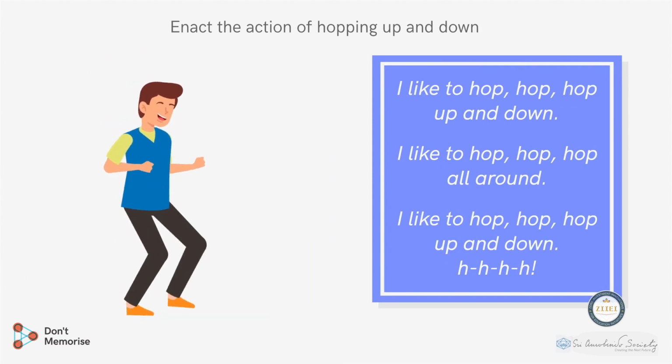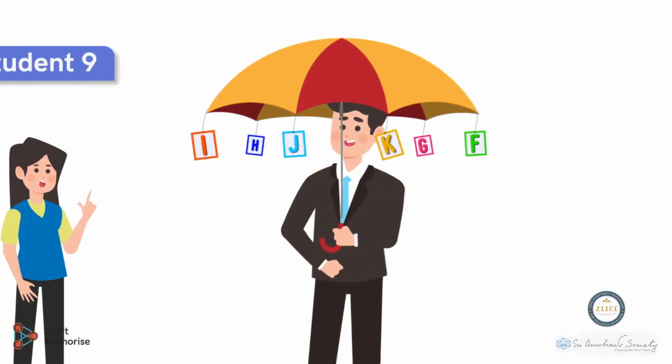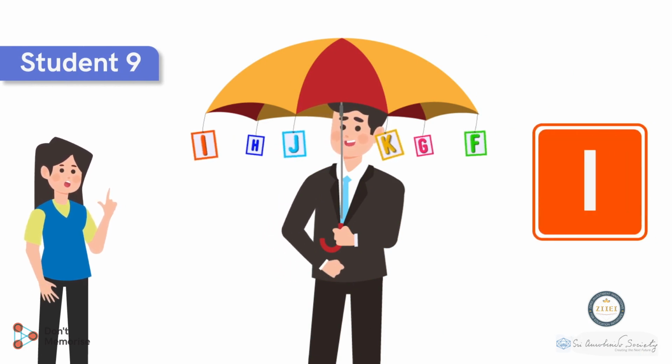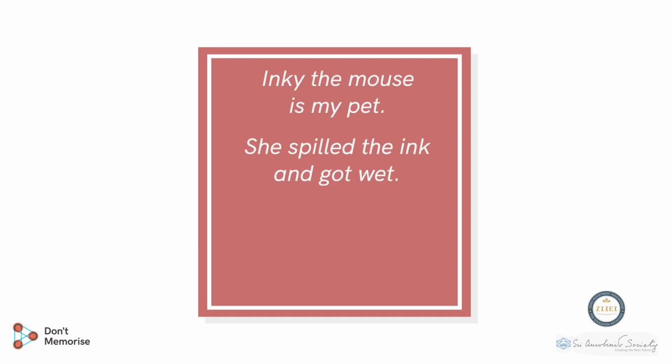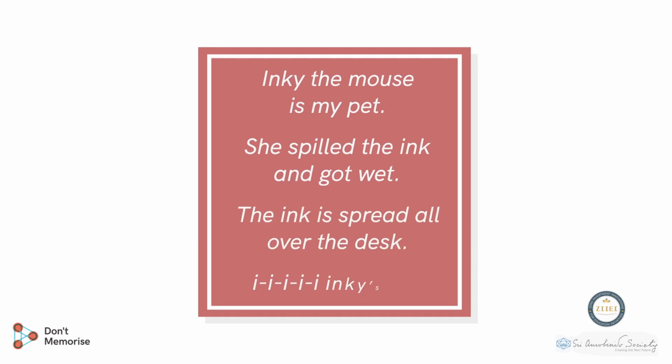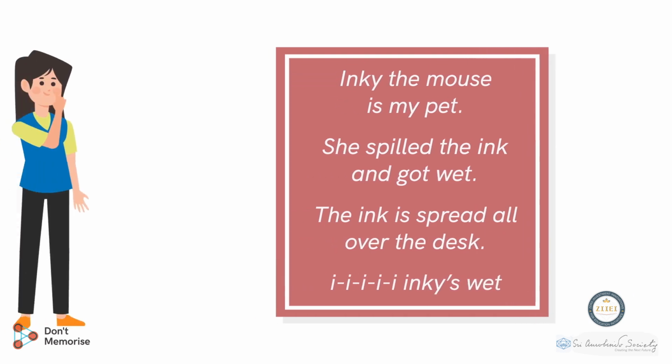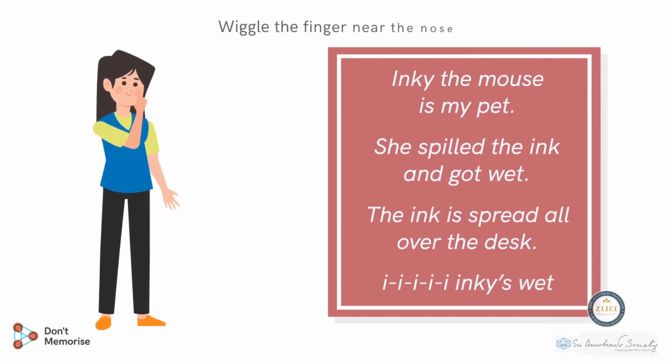Good going. Now the next student, student 9, will read the letter I. The song for the letter I goes like this. Inky the mouse is my pet. She spilled the ink and got wet. The ink is spread all over the desk. I, Inky's wet. While singing the song, wiggle your fingers near your nose, pretending that the ink was icky.